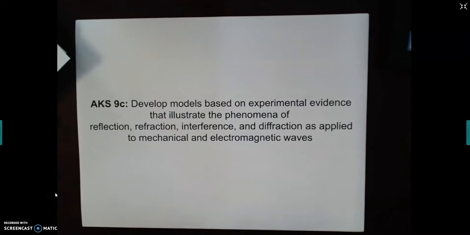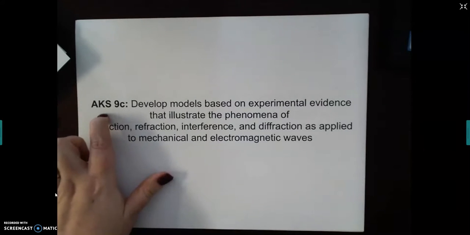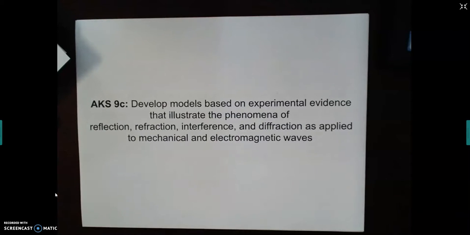Let's go ahead and deconstruct AKS 9C. Let's first read the AKS. It says, develop models based on experimental evidence that illustrates the phenomena of reflection, refraction, interference, and diffraction as applied to mechanical and electromagnetic waves. This is a lot to unpack.